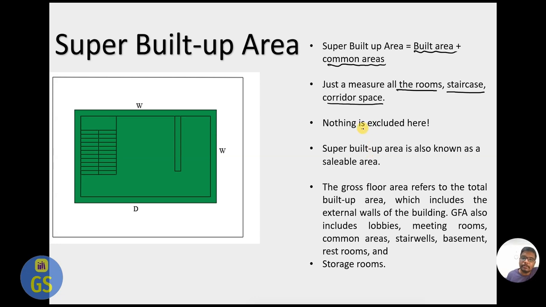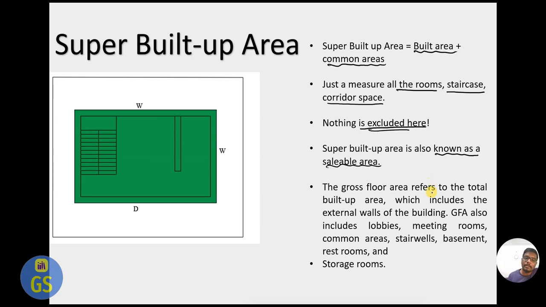So nothing is excluded here. We are not leaving anything here. Everything is added in the super built up area. Super built up area is also known as sellable area. So how much sellable area is there? Sellable area, what is the plot cost? Everything will be incorporated here.